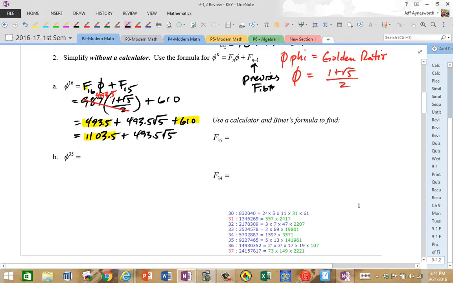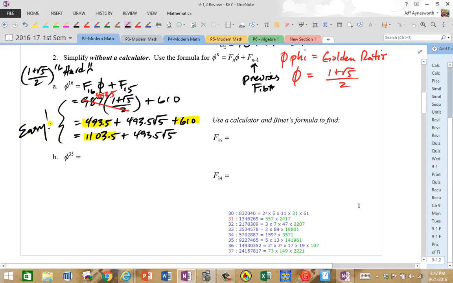That's a whole lot easier than taking this fraction right here and multiplying it by itself 16 times. Let me tell you, if you had to do this, (1 plus square root of 5) divided by 2 to the 16th power, oh my God, this is hard. So you do it the easy way. This is easy.